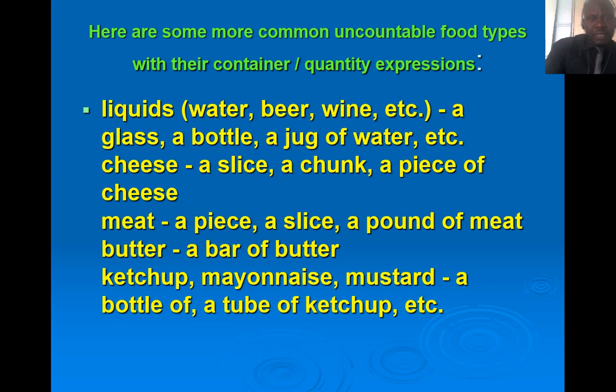There are some more common uncountable food types with their containers or quantity expressions. We have liquid. Now, water, beer, wine are all liquid. You can have a glass, a bottle, a jug of water, etc. Cheese, you can have a slice, a chunk, a piece of cheese. Meat, you can have a piece, a slice, a pound of meat. Then butter, you can have a bar of butter. Then we have ketchup, mayonnaise, mustard, or we can have a bottle of or a tube of ketchup.